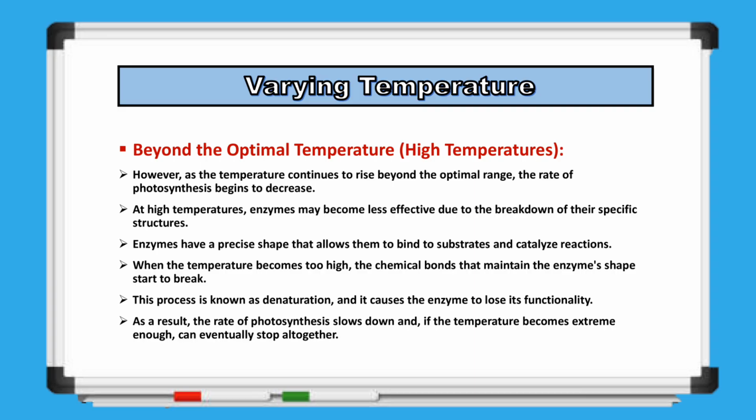But at high temperatures, those enzymes start to lose their shape. The chemical bonds that hold their structure together begin to break, and this process is called denaturation. And once an enzyme is denatured, it can't do its job anymore. So, as temperatures rise past the ideal range, the enzymes become less effective, and the whole process of photosynthesis begins to slow down. And if it gets too extreme, photosynthesis might even stop completely. That's why there's such a narrow window where temperature is just right for photosynthesis to run at its best.